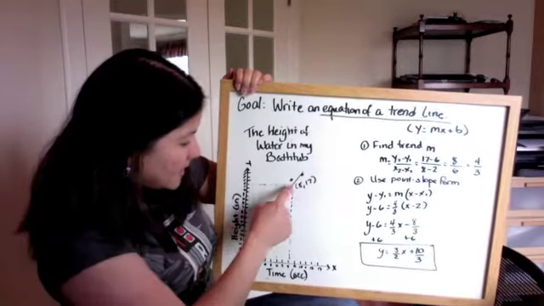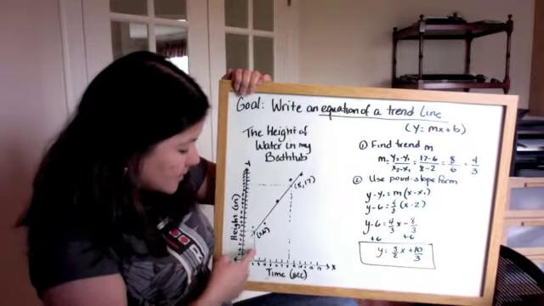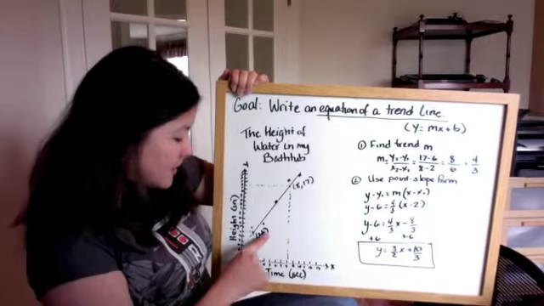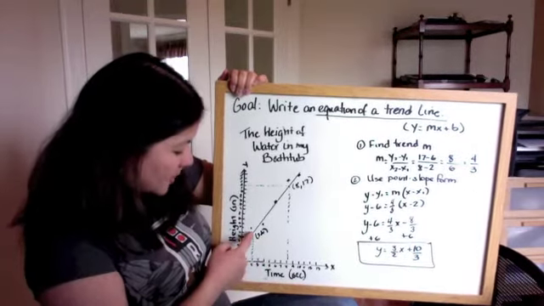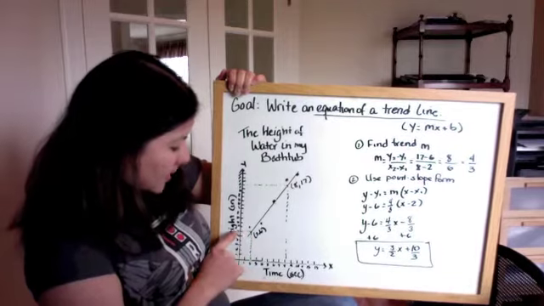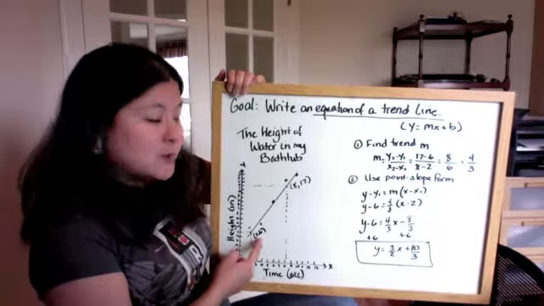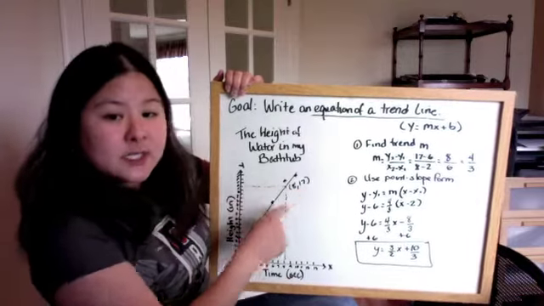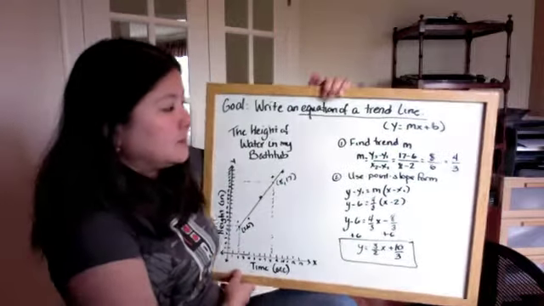I pick this point and this point. Now I have to go down and see where on the x it falls, where on the y it falls to give myself some coordinates. This one, when I go down, it's 2. When I go to the side, it's 6, so that's my point (2, 6). This one, when I go down, it's 8. When I go to the side, it's 17, so this is my point (8, 17).